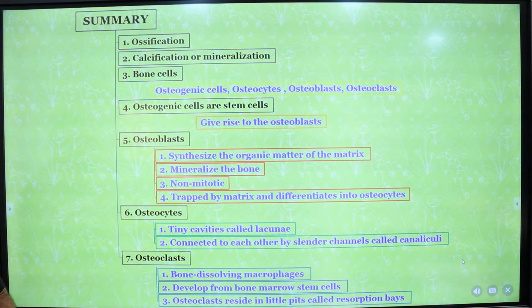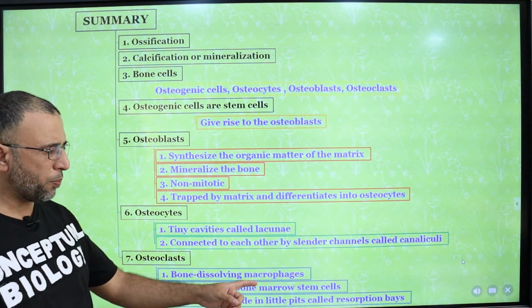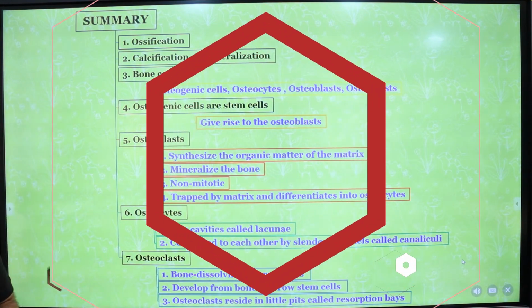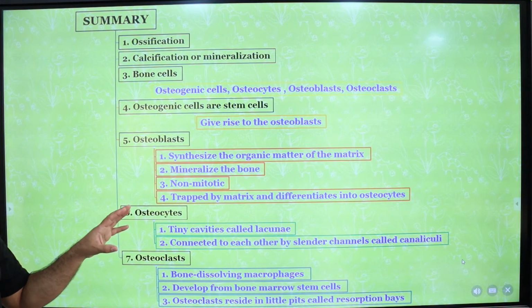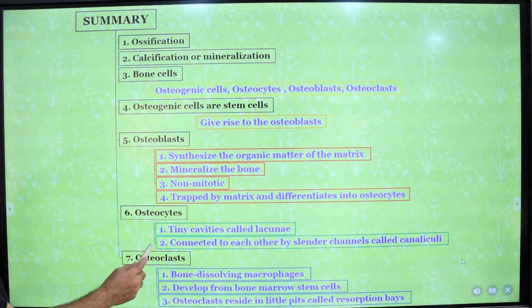Osteoclasts are bone dissolving cells and they arise from bone marrow stem cells. Osteoclasts reside in small pits called resorption bays.